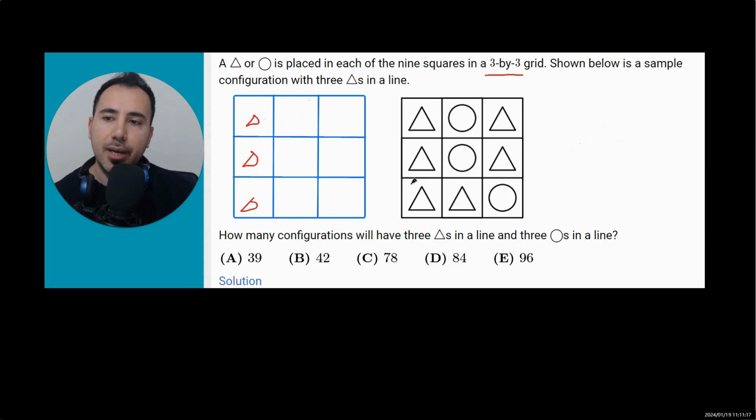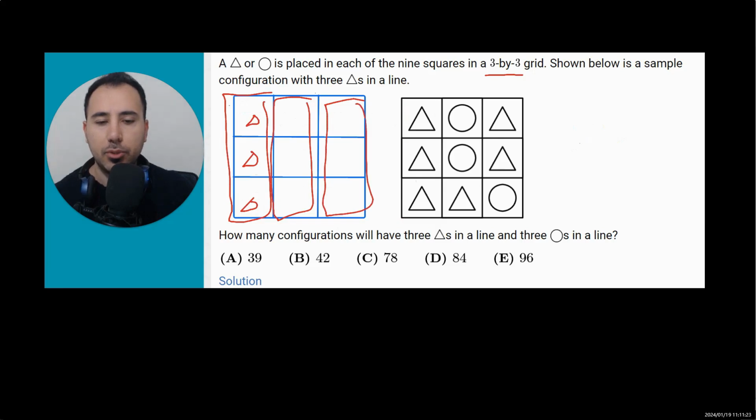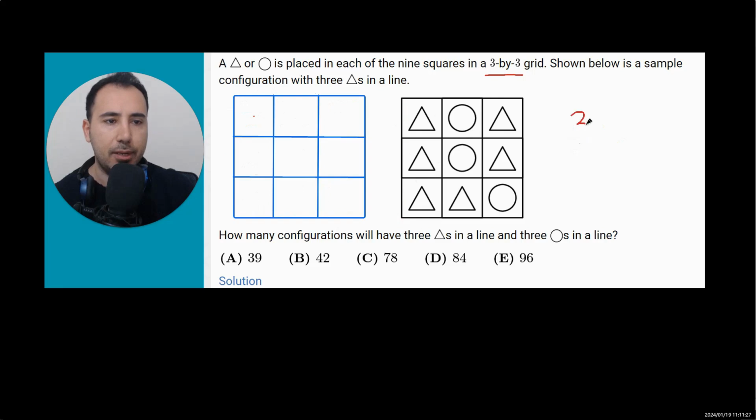How many options do I have? Maybe this, maybe this, maybe this for my triangles. So I'm going to have 3 options, right? I'm going to write it here. So I'm going to select this one: triangle, triangle, triangle.